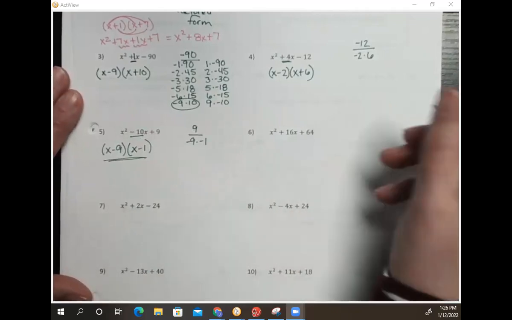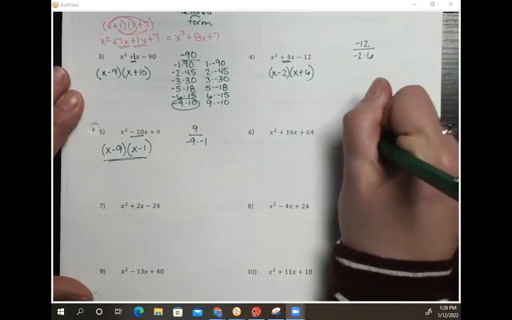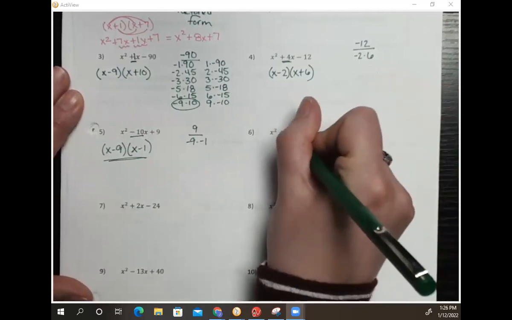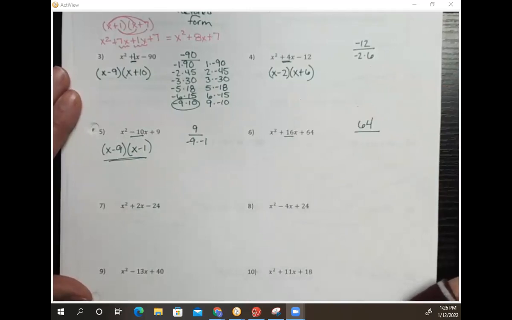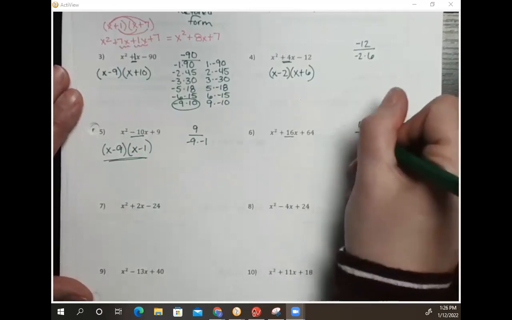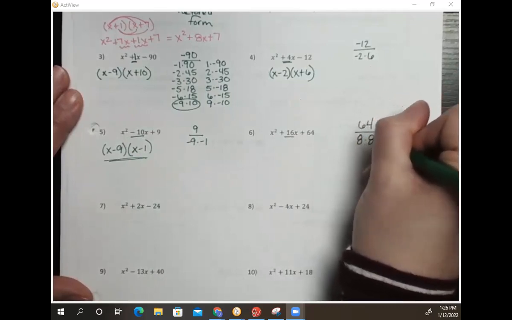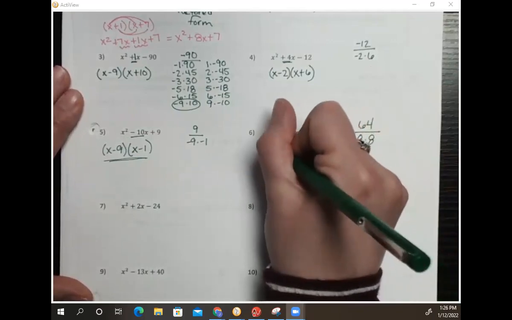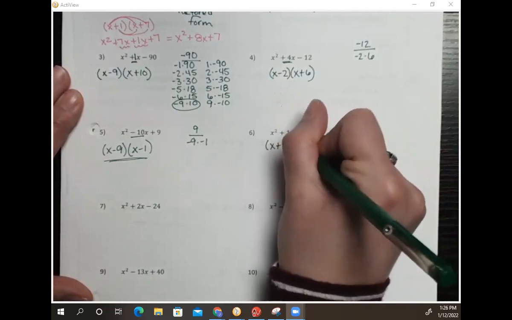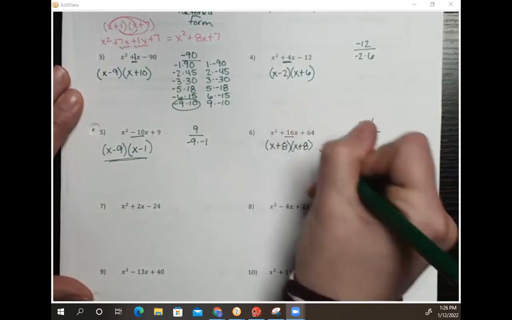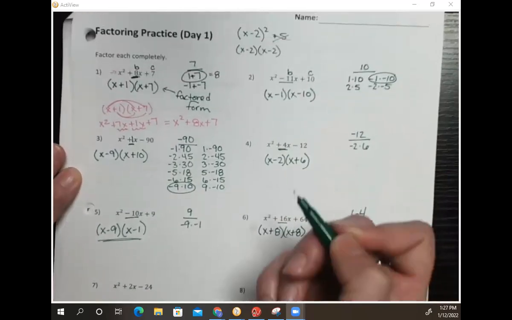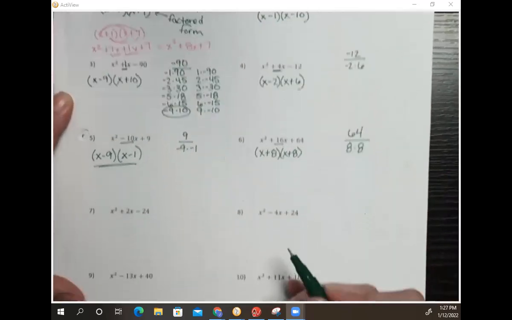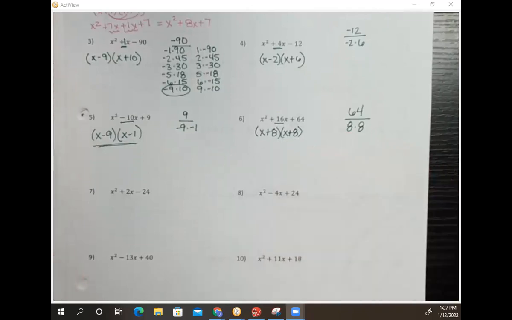Let's take a look at 6. What multiplies to give me 64, but would add to give me 16? Positive 8 times positive 8 would multiply to give me 64. When I add them, I get 16. So this would be x plus 8 times x plus 8. So for this example, my stuff in parentheses was the same, kind of like we saw for our vertex form problems. Okay, but this is our factored form.